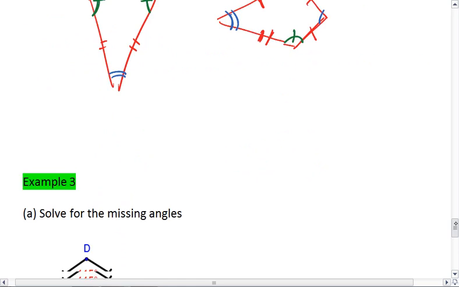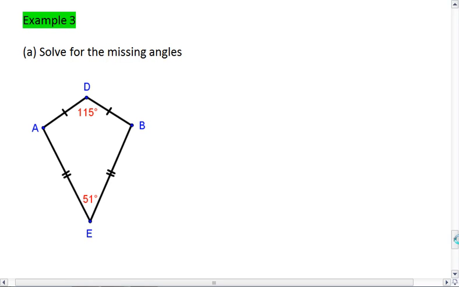Here's your example. Solve for the missing angles of the kite.